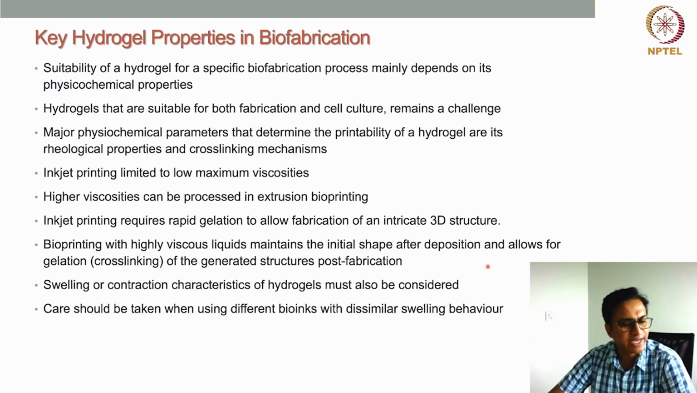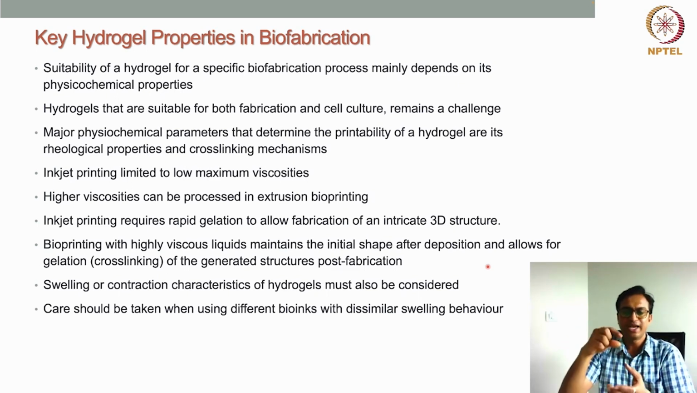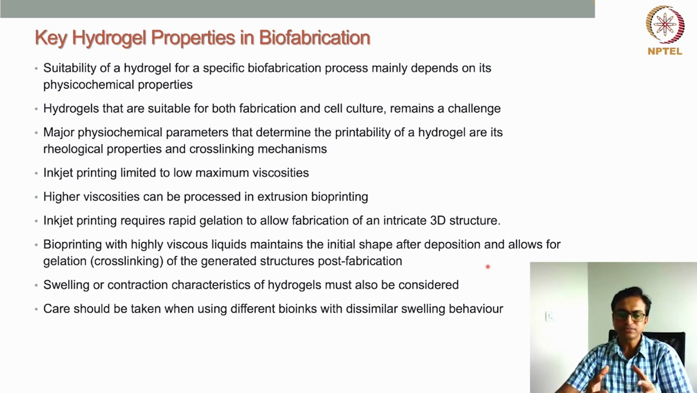what it does is it helps to retain the shape after deposition, right? So that's the advantage in extrusion bioprinting, because we use high viscous material. When high viscous material comes out of the nozzle, because of this high viscosity it initially maintains the shape after deposition, and it allows you to do the gelation or cross-linking after fabrication.